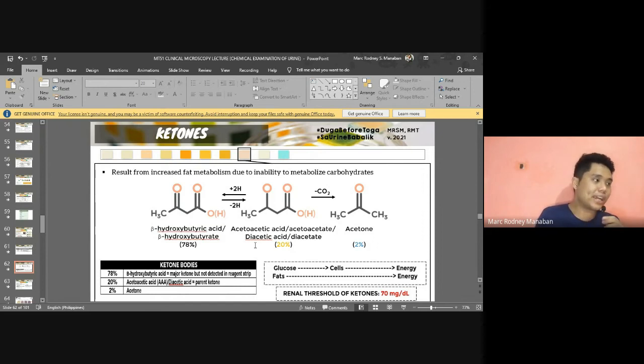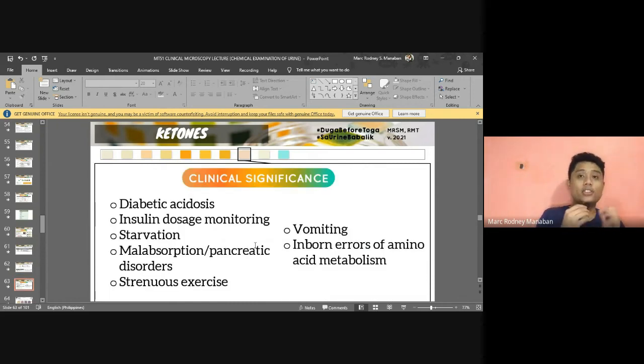And the renal threshold for ketones, take note, is 70 mg per dL. Take note of that, 70 mg per dL. All right. Now, clinical significance, of course, diabetic acidosis. Now, in cases of intense, uncontrolled DM.